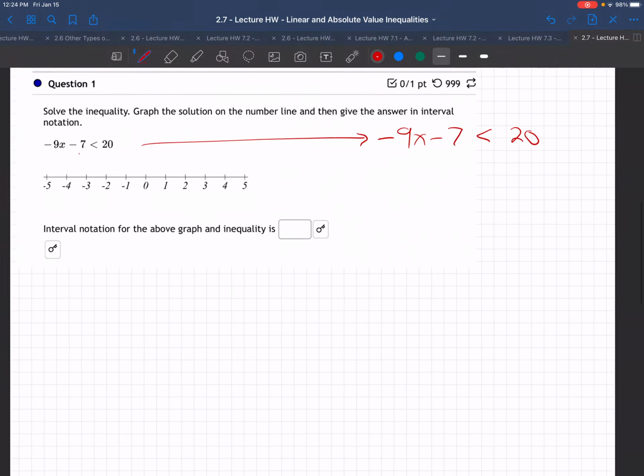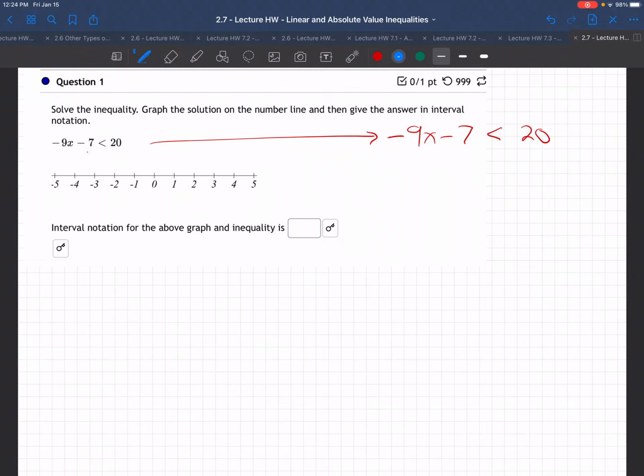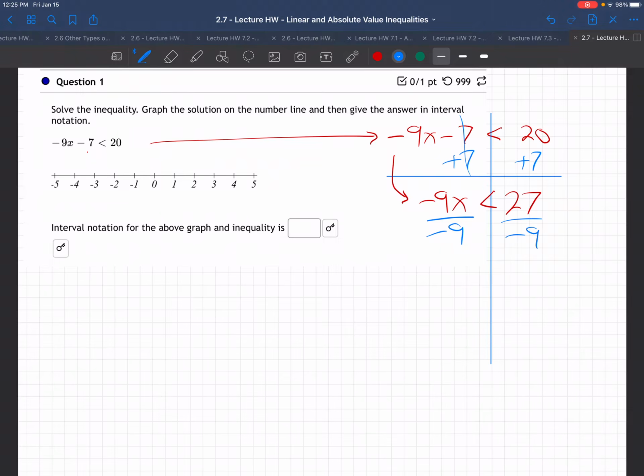So let's do it. So the first step. Here's the wall of separation. We want to add 7 to both sides because we're wanting to get the x alone. And then last step. Divide by the negative, but notice right there I'm dividing by a negative.